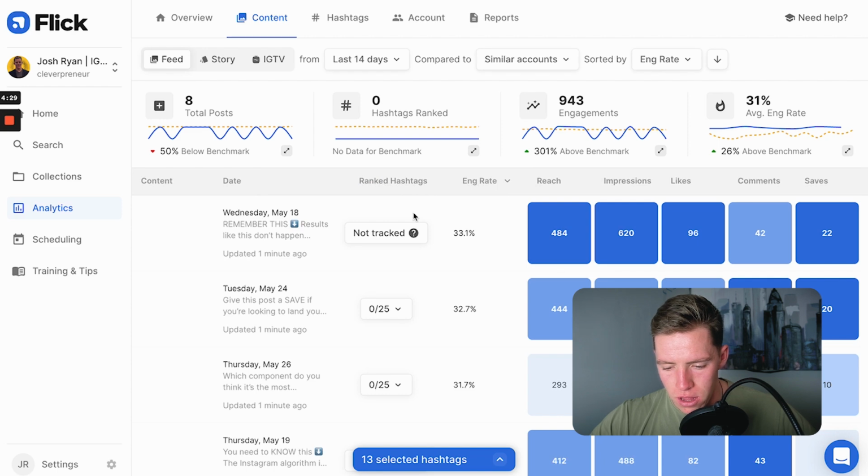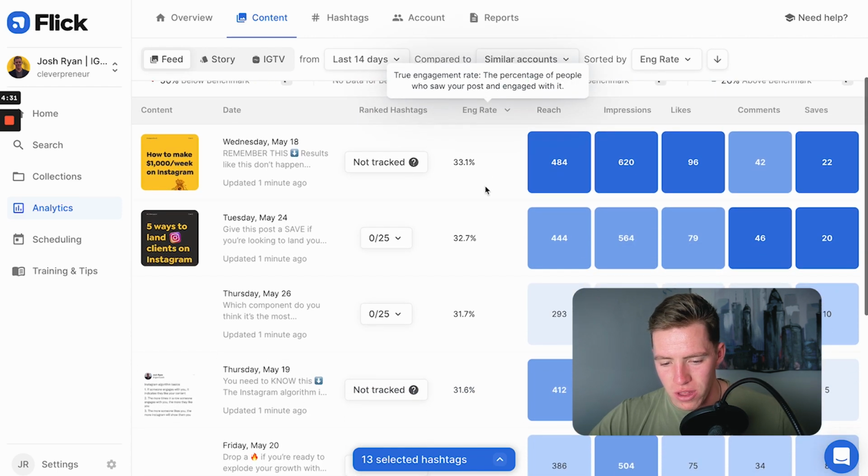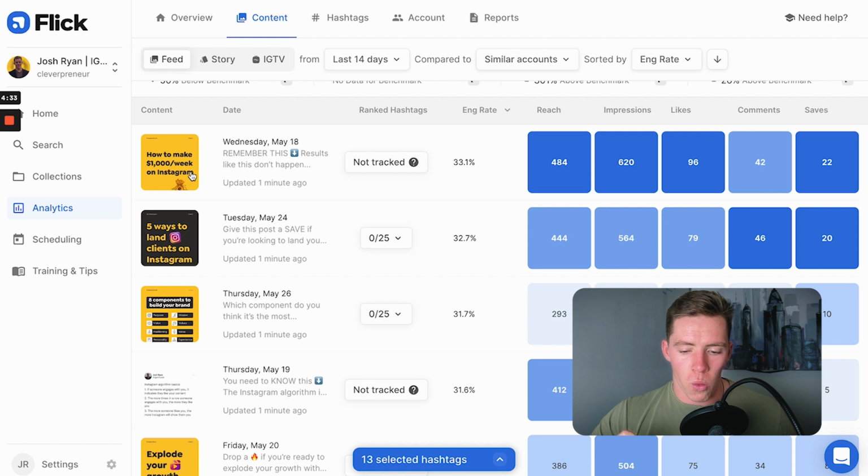So I can just rank this list based on what is getting the most engagement, and "How to Make $1,000 per Week on Instagram" got the most likes based on its reach, which is something in itself. If I talk about making money, people are going to be more engaged. That's a takeaway I can get from that.